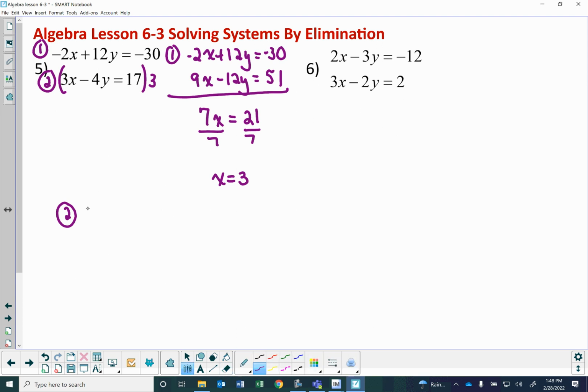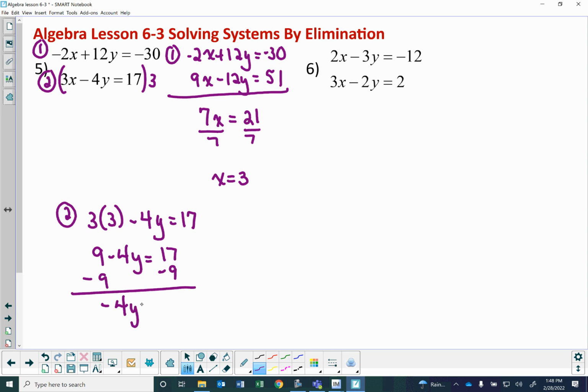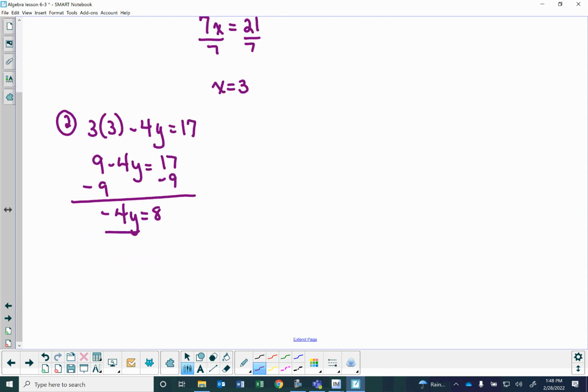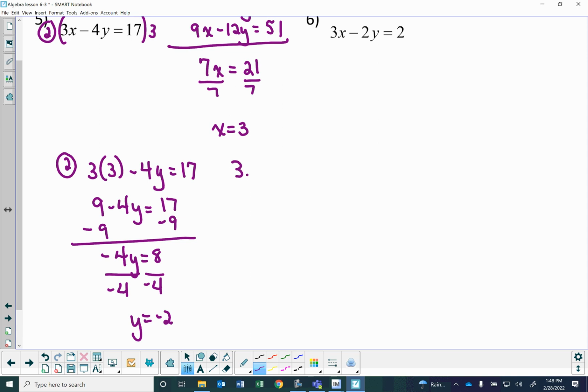Back into equation 2. It's going to be 3 times 3. I don't know where my 2 came from. Minus 4y equals 17. So now I have 9 minus 4y equals 17. Subtract 9. Negative 4y is going to equal, let's see, positive 8. So divide by negative 4. Y is going to equal negative 2. There we go. So my solution here would be 3, negative 2. Always give your solution as a coordinate pair.